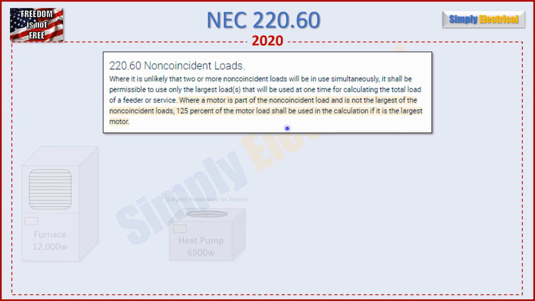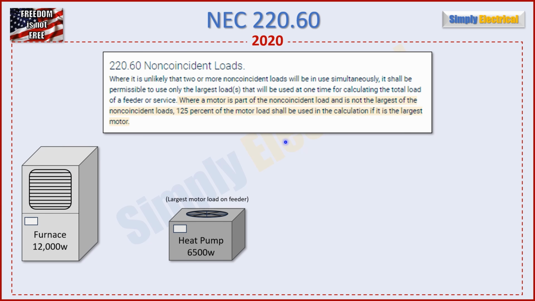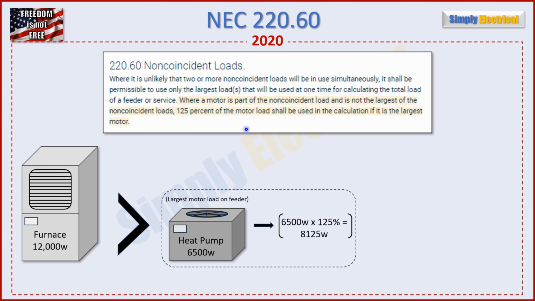Again, we'll use our example to work through as we read this. Now for context, we'll start with the first sentence again. It says, where it is unlikely that two or more non-coincident loads will be in use simultaneously, it shall be permissible to use only the largest load or loads that will be used at one time for calculating the total load of a feeder or service. And then they added, where a motor is part of the non-coincident load and is not the largest of the non-coincident loads, 125% of the motor load shall be used in the calculation if it is the largest motor.